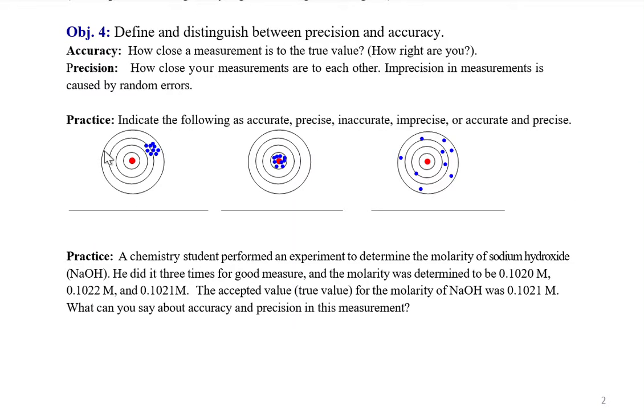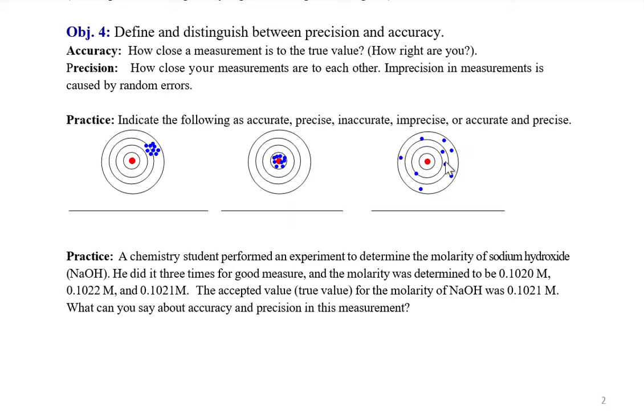This represents a target, and this represents somebody shooting at a target. Now they have a really tight group, so that's very precise. But if the true value is right there in the center of the target, it's not all that accurate, although it's very precise. Here we have a different scenario. Here we have a nice tight grouping, and it's right around the bullseye, so that is both precise and accurate.